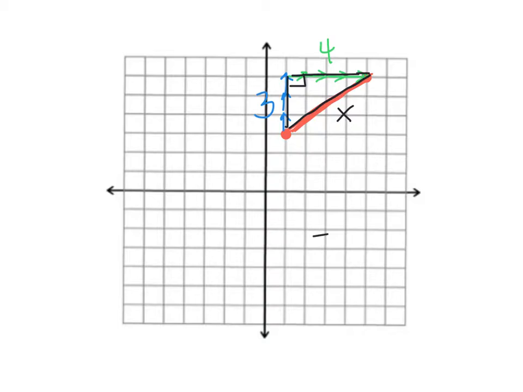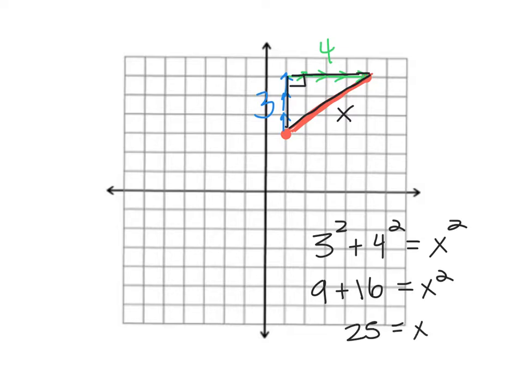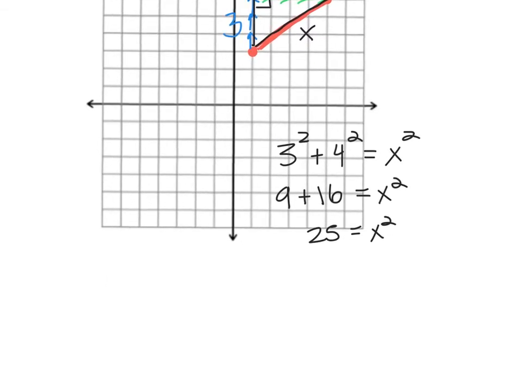So let's do it. 3 squared plus 4 squared equals my hypotenuse squared. 3 to the power of 2 is 9, plus 4 to the power of 2, which is 16, equals x to the power of 2. 9 plus 16 is 25, equals x to the power of 2. And let's see, take the root on both sides. That goes away. x equals plus or minus 5. Because it's an even power, I'm going to get 2 answers.